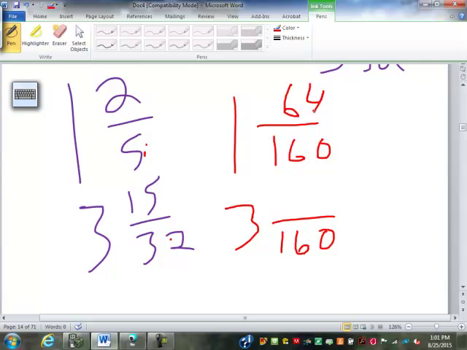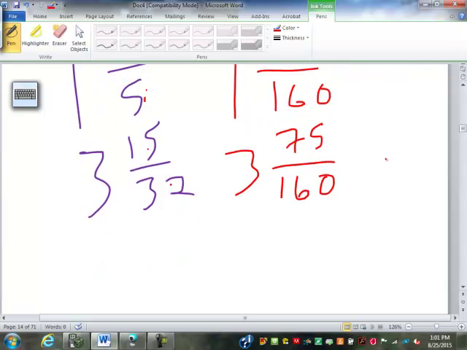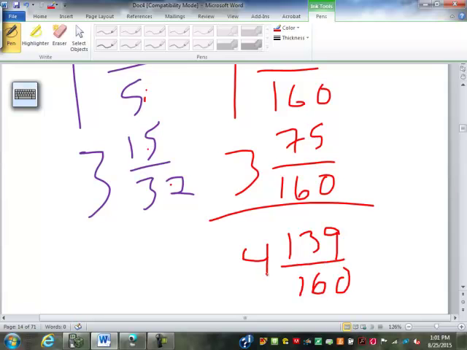15 times 5, 75. So now we go ahead and add 64 plus 75 is 139. 160 is. 1 and 3 makes 4. Now, as you can see, these can get really ugly really fast because of those common denominators. When we add and subtract, the size of the denominators just can keep getting larger and larger.